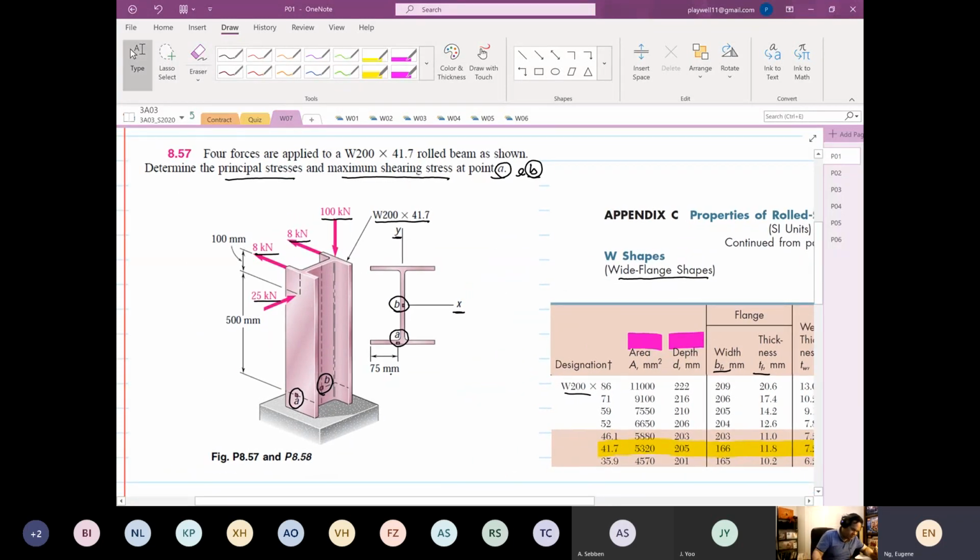So if we look at our structure now, relative to our structure, we know that this direction is going to be our X, and this direction is our Y. So we have our X, we have our Y, and using the right hand rule, this will be your Z.